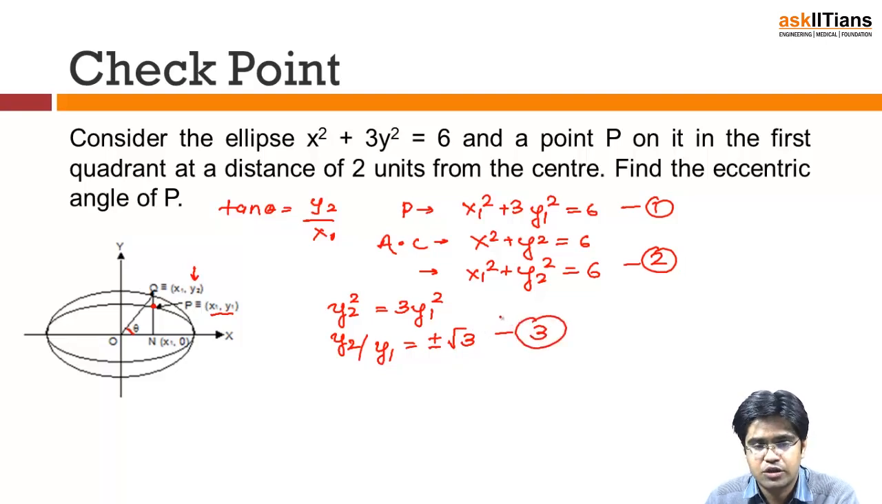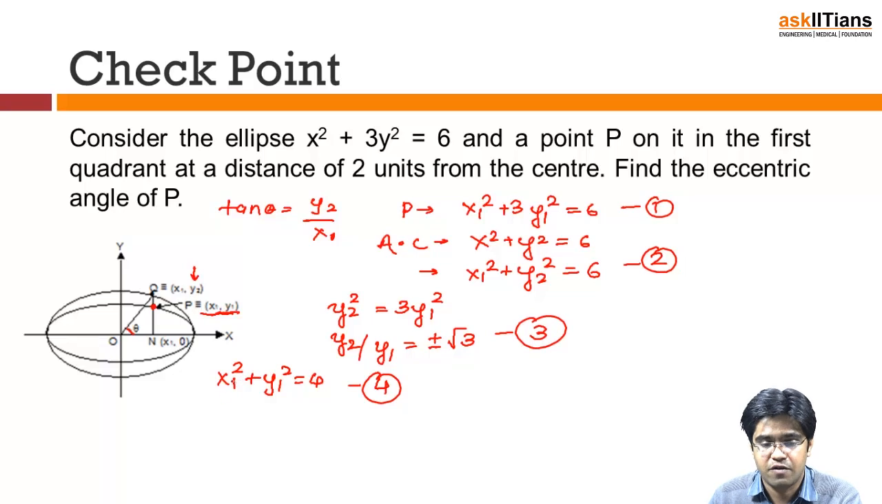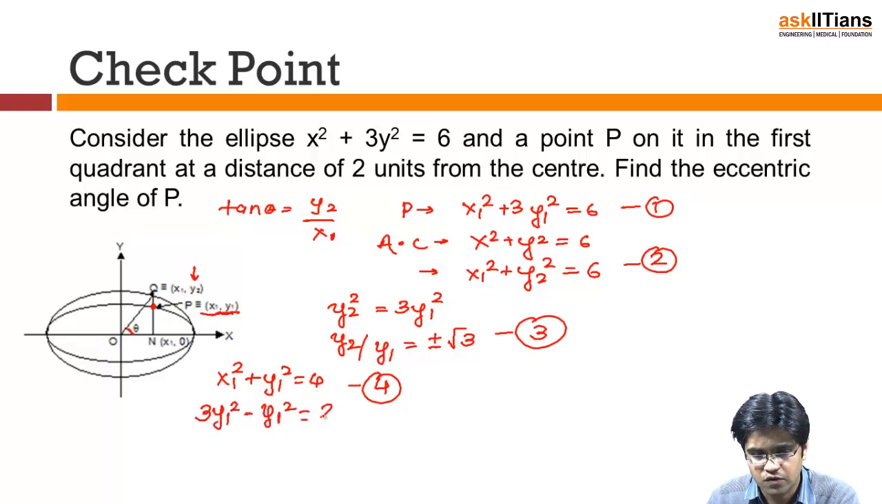We need one more condition. The one more condition is already there. Distance of this point P, x1, y1 from origin is 2 units. That means I can clearly write x1 square plus y1 square is equals to 4. Let's say this be equation number 4. If I eliminate x1 from 1 and 4, I am going to get value of y1. Look how. So eliminating x1 from equation number 1 and 4, I am going to get 3y1 square minus y1 square is equals to 6 minus 4, that is 2.